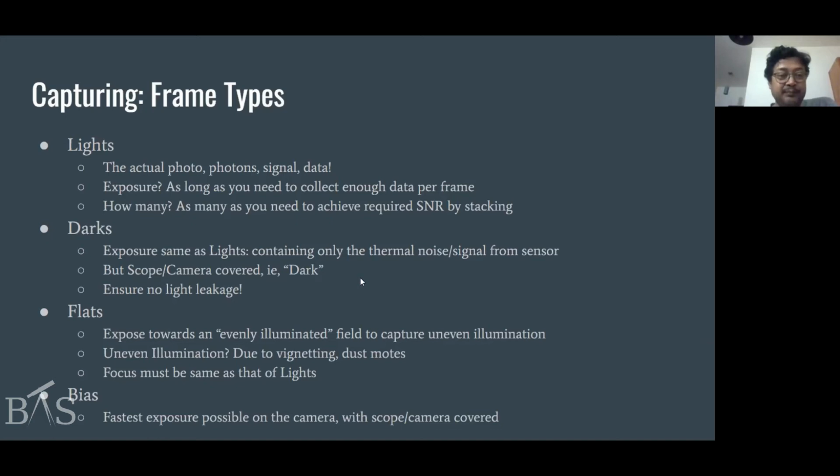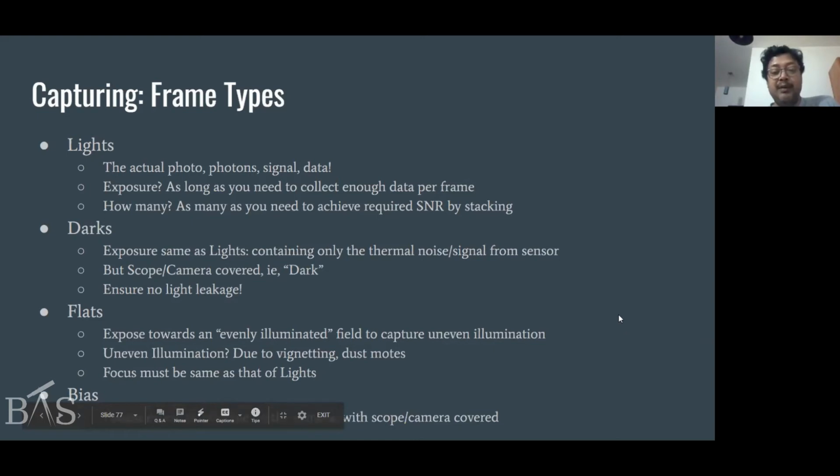Then we capture something called flats. It is basically to process the uneven illumination of your field due to vignetting or dust motes, which could be on the sensor or on the optics. When you take flats, your focus must be the same as that of the lights. Bias is the fastest exposure by definition, the fastest exposure possible on the camera. It's similar to dark, where you have the scope or the camera covered.